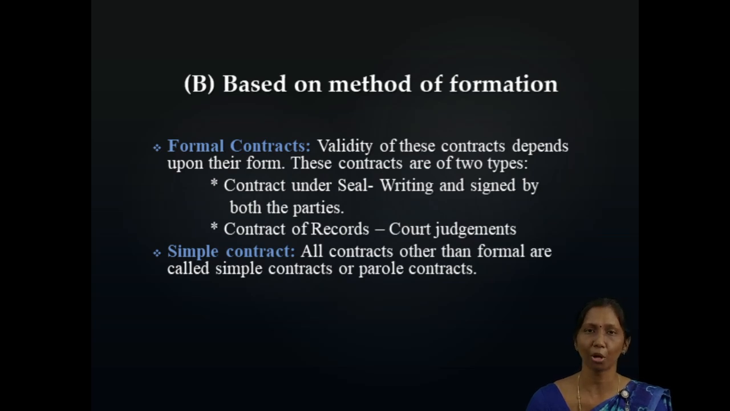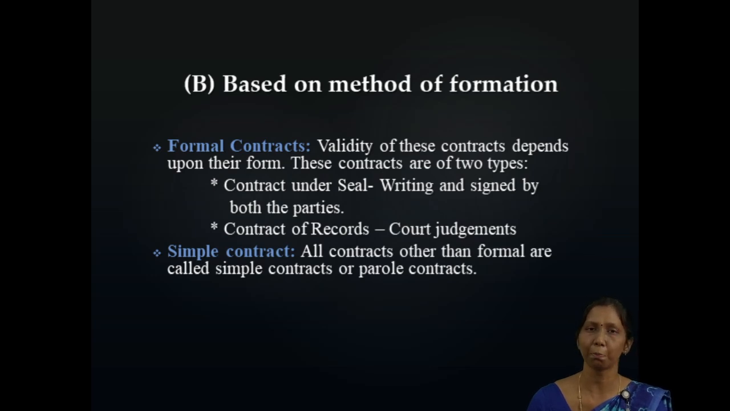In the formal contract, there are two types. The first one is contract under seal. Both the parties sign and it should be verified. It should be sealed, and then we can say it is a formal contract. And the other one is contract of record. For example, a court judgment. That is all records. So we can say that is also a formal contract.